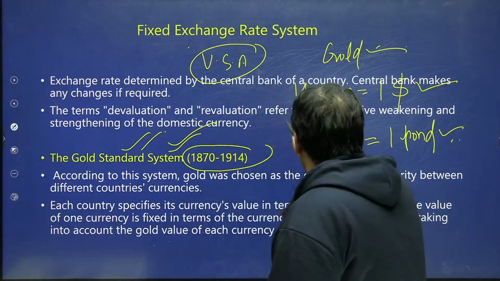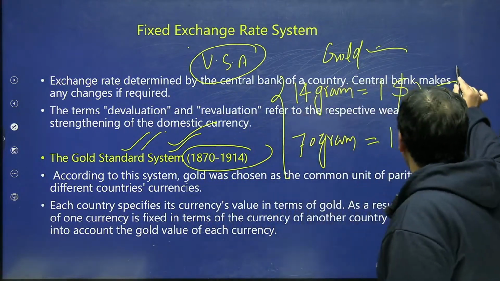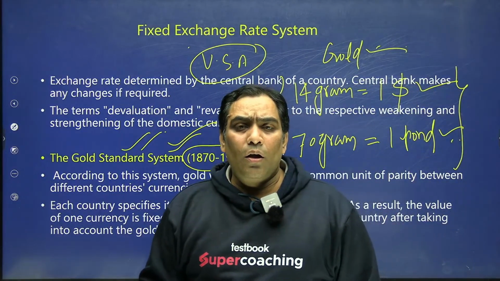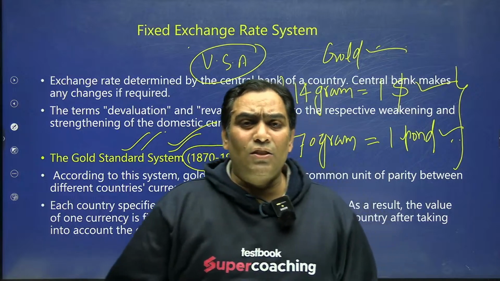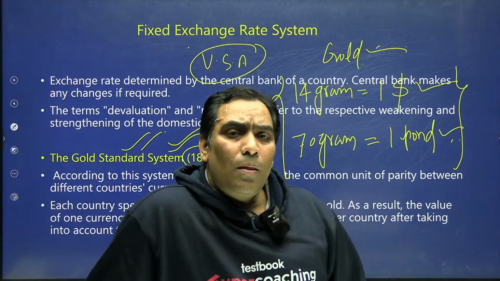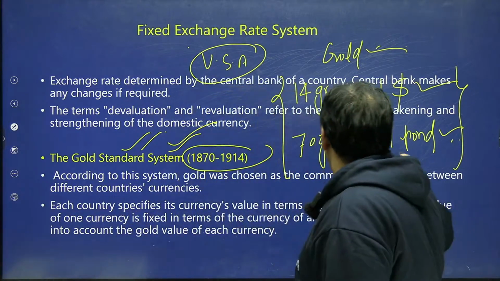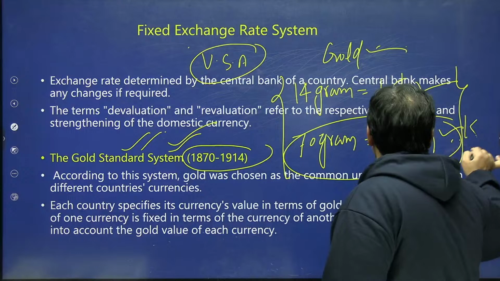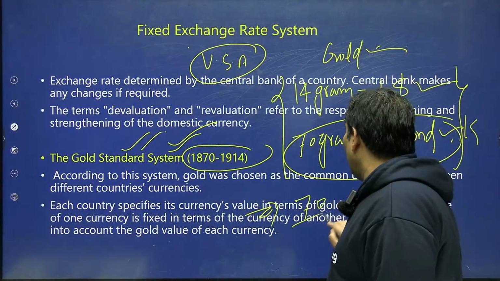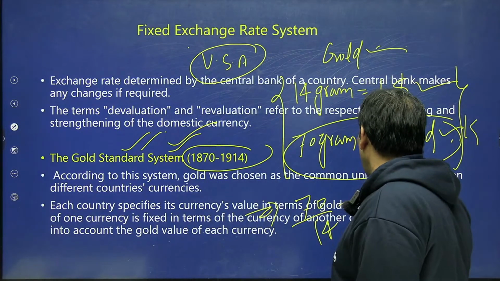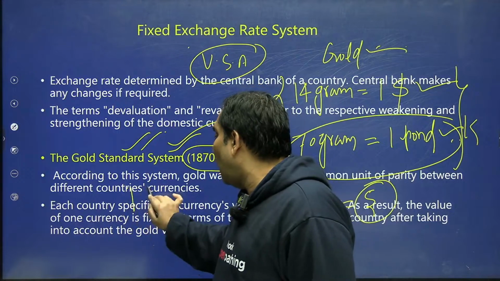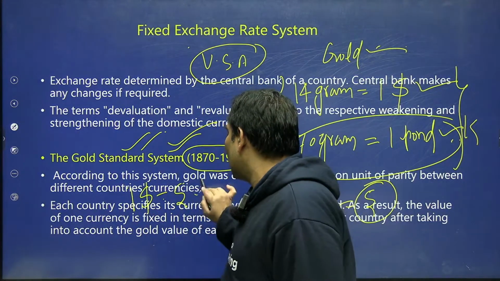Sterling. So what is going to be the exchange rate system of USA in respect to UK? It is going to be 70 upon 40 equal to 5. That means the value of $1 equals 5 pounds.